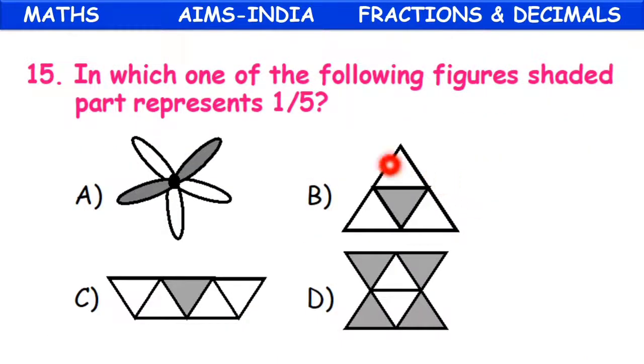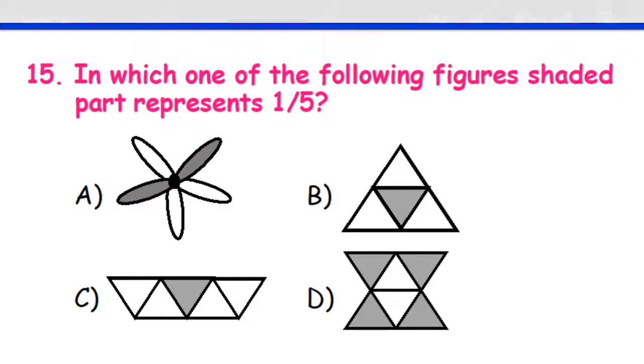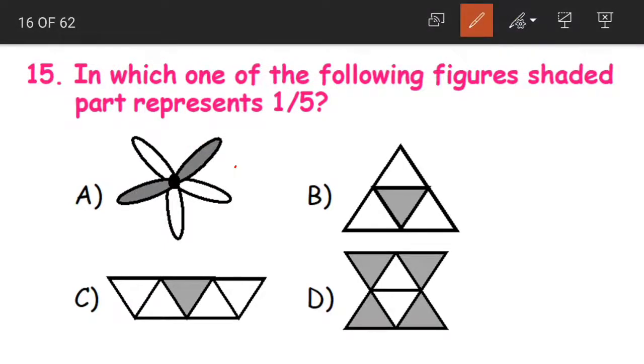And coming to the last question for today, question number 15. In which of the following figures does the shaded part represent 1 by 5? So what should we find out? We should find out the fraction for the shaded parts. For option A, we are having 2 shaded parts out of 5. So it is 2 by 5.